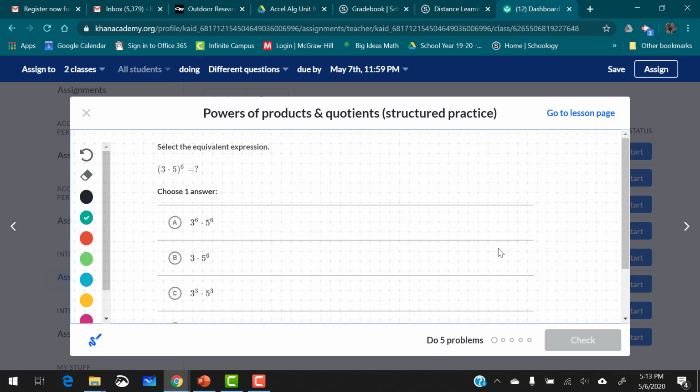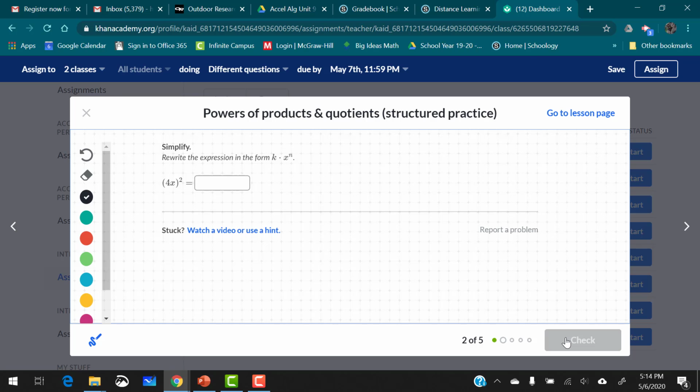Okay, the second set of questions has kind of combined rules. So if we've got 3 times 5 to the 6th, then in each one of these parentheses, we have both a 3 and a 5. So how many 3s do we have altogether? Well, we've got 6 3s and 6 5s.